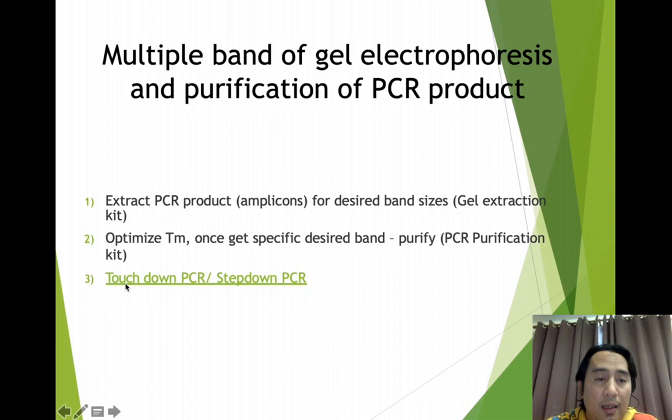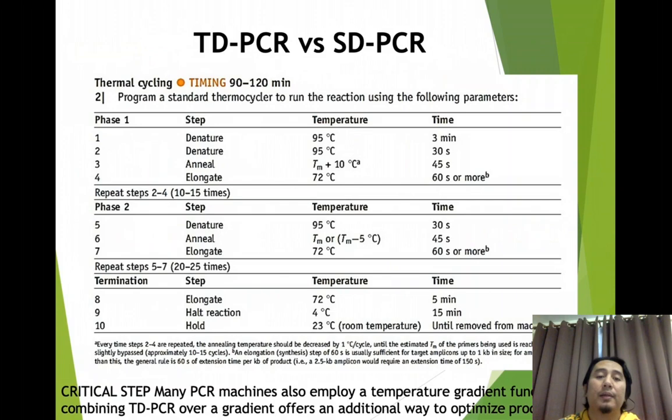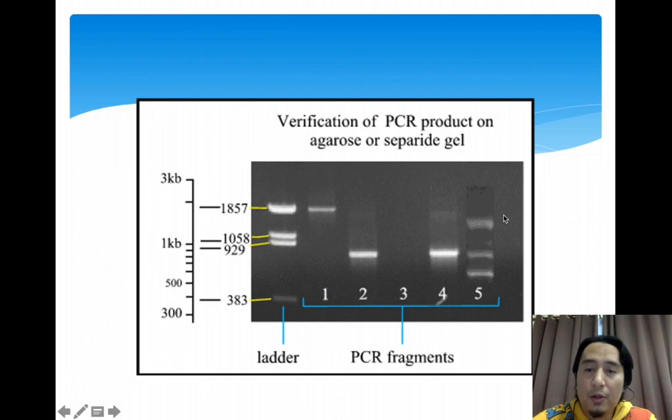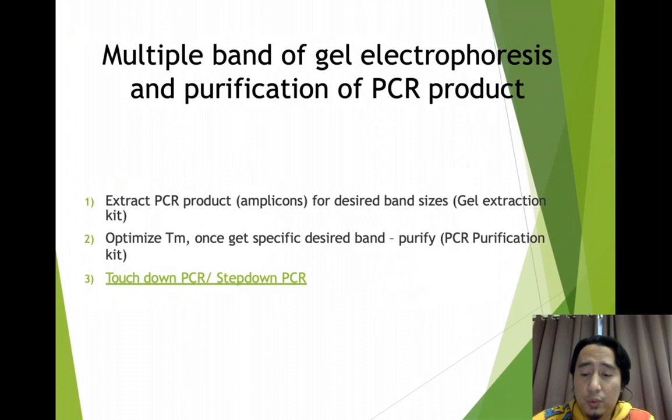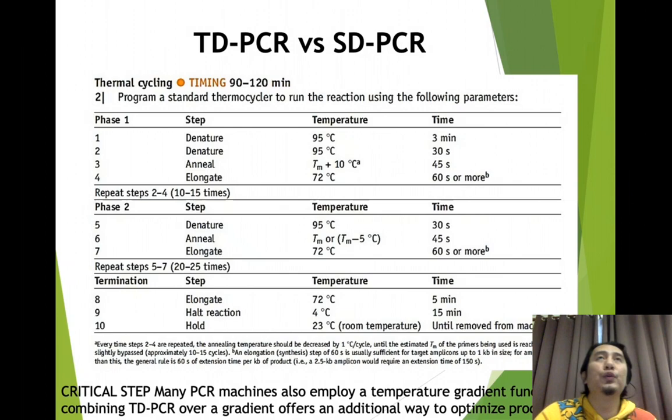Last but not least, I will explain to you what is touchdown PCR and step-down PCR. As I told you just now, to troubleshoot the failure when you have multiple bands in one PCR reaction because the annealing temperature is not suitable, to tackle the problem, we will use a touchdown PCR. I will explain to you first the principle behind it.